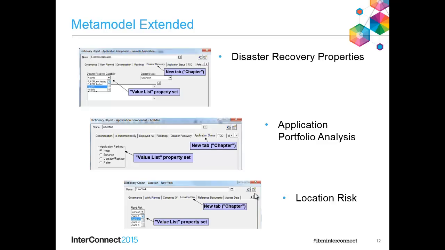So, for example, we've captured disaster recovery properties for applications that, in our example, our IT department is maintaining. So for every application, they know if they have a disaster recovery plan in place for it. If it's a full disaster recovery plan, DR, tested, it's not tested, or that maybe there's no information on it. Then from an application portfolio analysis tool, we're capturing for an application whether it's been decided to keep it, enhance it, upgrade it, or retire it. All right, so we've extended the metamodel to capture that information in the EA tool. Location risk, flood zone, 1, 2, 3, 4, 5 of locations of our organization. All right, and we've customized the metamodel to capture that.